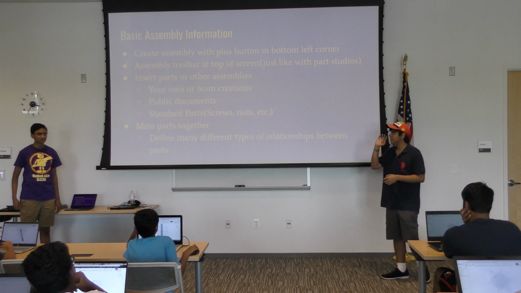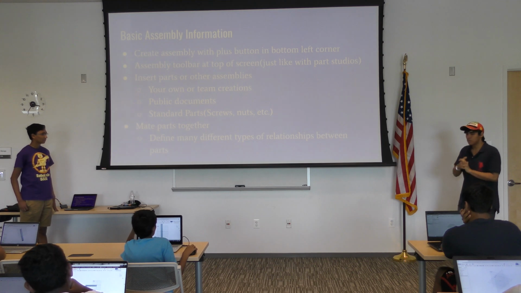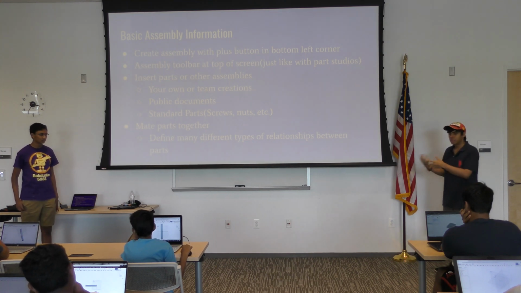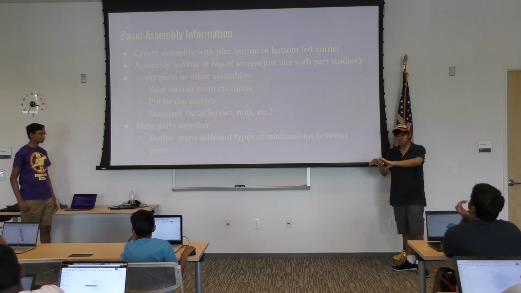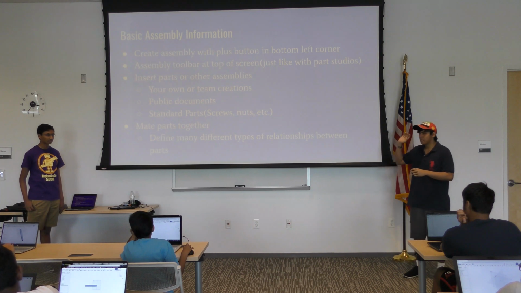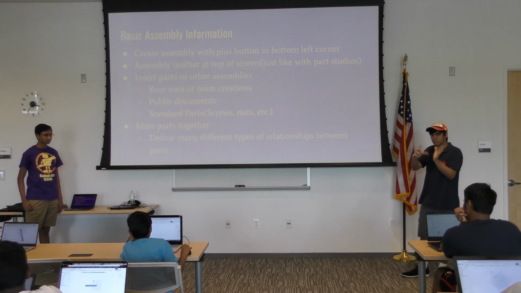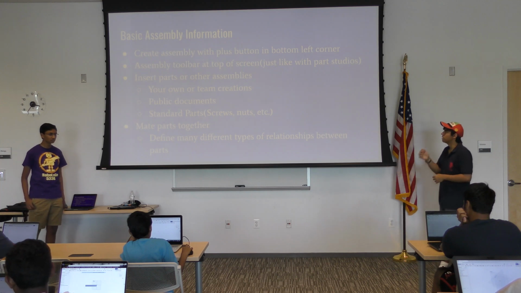So to begin with, you should all get into your Onshape accounts now if you haven't already. So again, you create an assembly just how you would create a folder or within a part studio. You click the plus arrow on the bottom left, and you can create an assembly. And the assembly has, just like for a part studio, a specific toolbar with all the features that you can make using an assembly.